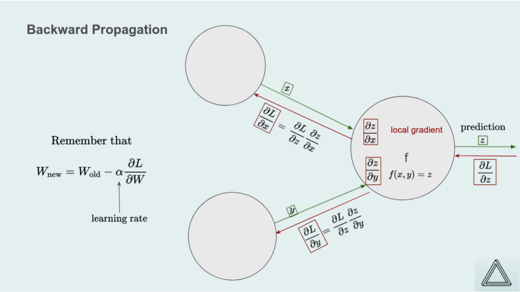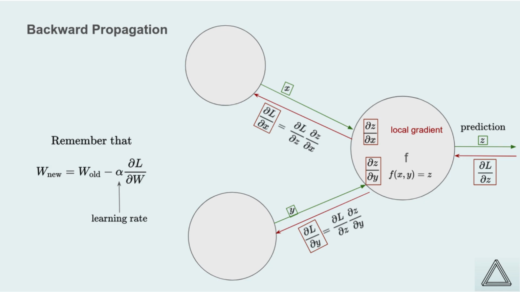This slide brings us to the core of the neural network training process: backward propagation, commonly referred to as backpropagation. It's the mechanism by which a neural network learns from its errors and updates its weights accordingly. Here we see the formula W new equals W old minus alpha times the derivative of the loss function with respect to weight, which succinctly captures the essence of backpropagation.